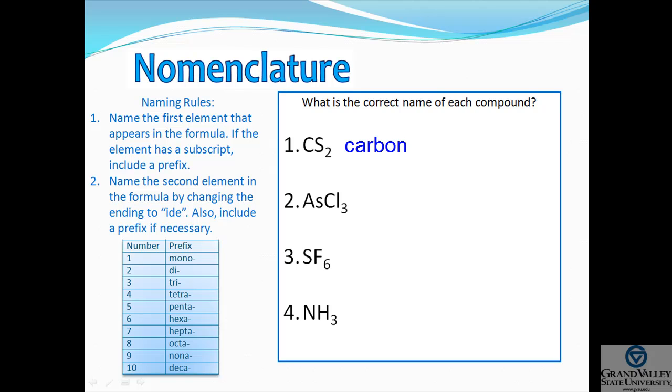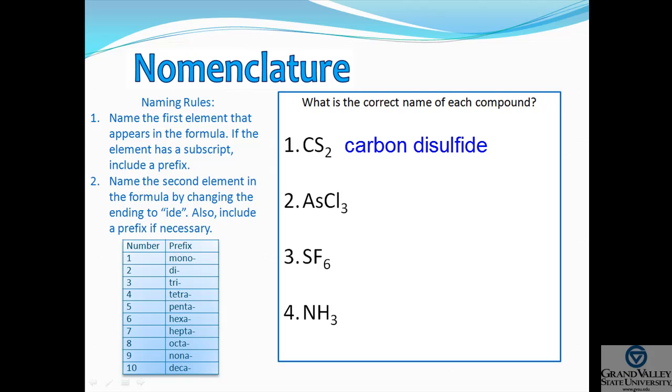The second element in the compound is sulfur. Remember, the second element in each compound ends with "ide." Since there are 2 sulfur atoms in the compound, a prefix is added to sulfide. Therefore, the correct name of this compound is carbon disulfide.